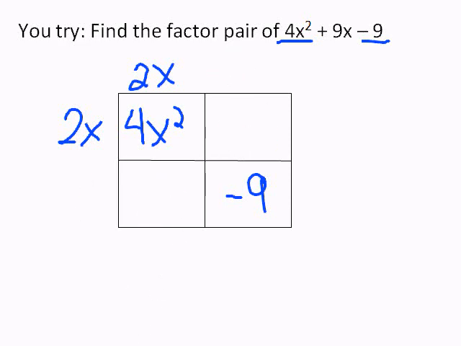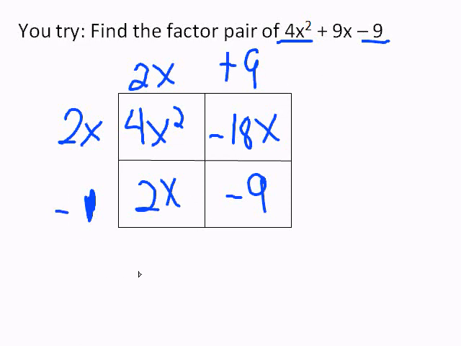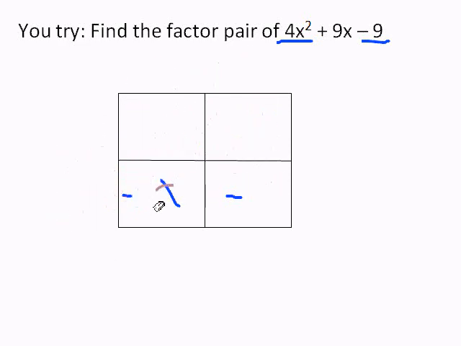Well, we could try negative 9 and positive 1. 2x times negative 9 is negative 18x. 2x times 1 is 2x. Negative 18x and 2x do not combine to give us 9x. And you know what? When we switch the signs and make it positive 9, negative 1, it's just going to make these signs change to negative 2x, positive 18x, which still is not going to give us 9x. So we tried all of the factors of negative 9. None of them worked. That means that we need to try some different factors of 4x squared.